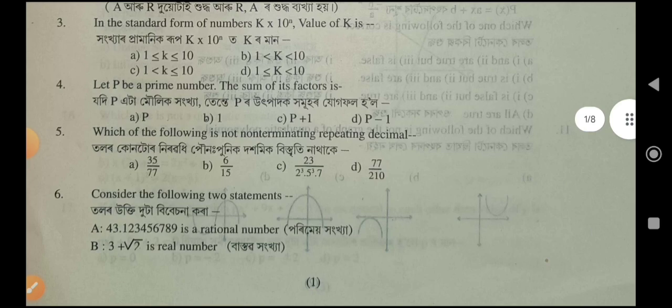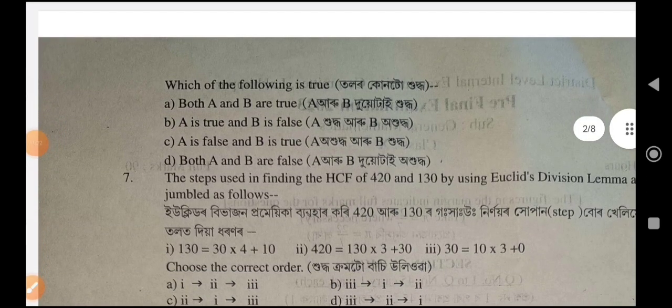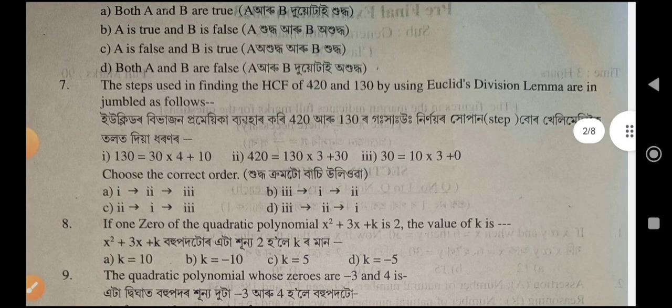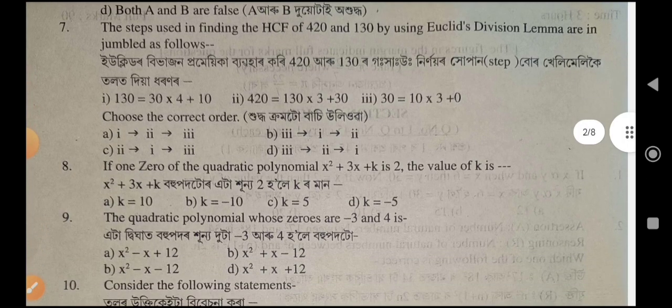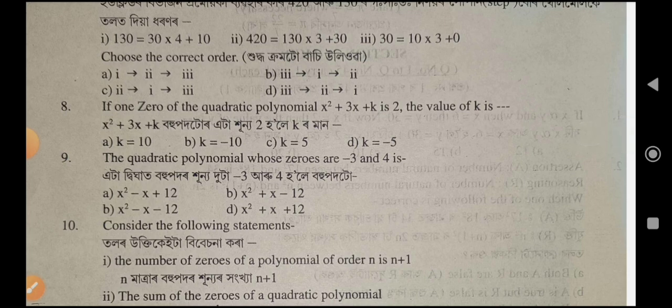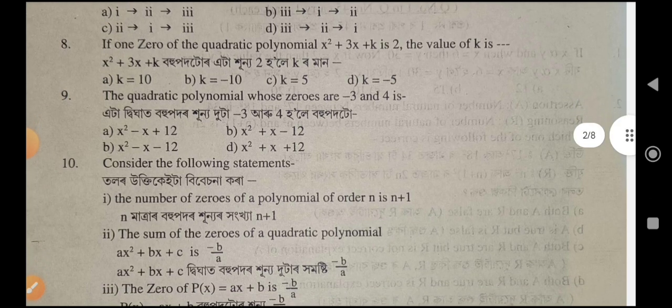Next, question number 6, here also option A. Next, question number 7, the answer will be option C. Next, question number 8, the answer will be option B. Question number 9, the answer will be option B. Next, question number 10, your answer will be option C.